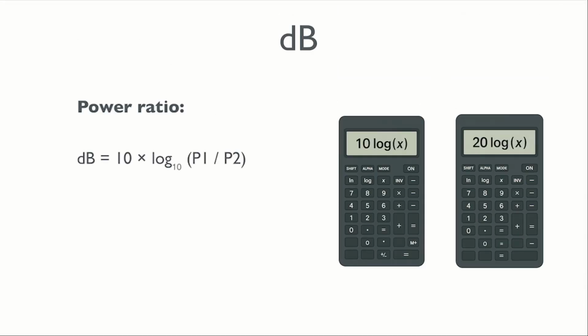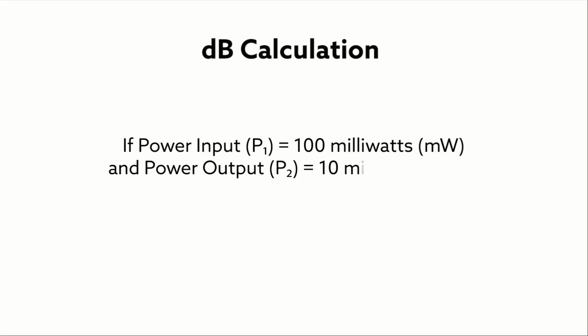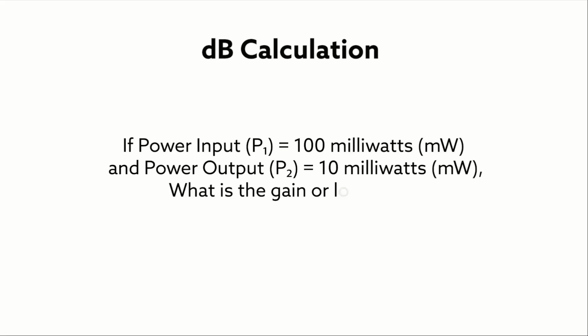The formula to calculate dB is as follows. For power ratio, the formula is dB equals 10 times log 10 multiplied by the input power divided by the output power. For voltage ratio, the formula is 20 times log 10 multiplied by the voltage input divided by the voltage output. Since this training is focused on fiber optics, we will take a look at the steps to calculate power ratios. If power input equals 100 milliwatts and the power output equals 10, what is the gain or loss in dB?